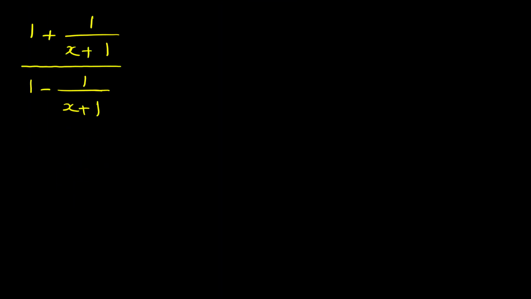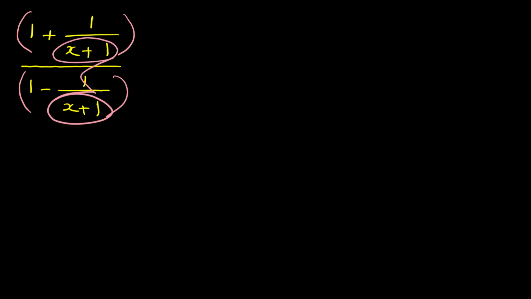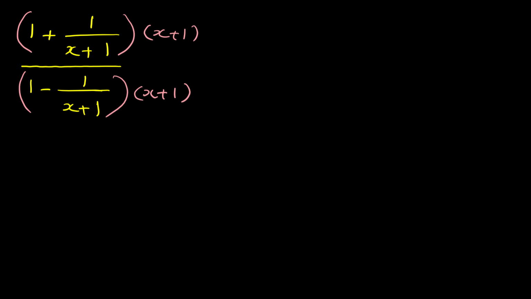Now look at this example. 1 plus 1 over x plus 1, divided by 1 minus 1 over x plus 1. We have a compound fraction. Again, if you notice, the denominators are the same. So probably the better method for this question is also multiplying the numerator and the denominator by an expression that can help us to eliminate the denominators. What is the denominator? The same. So we multiply the numerator and denominator only by x plus 1. Let's see what happens by doing this.